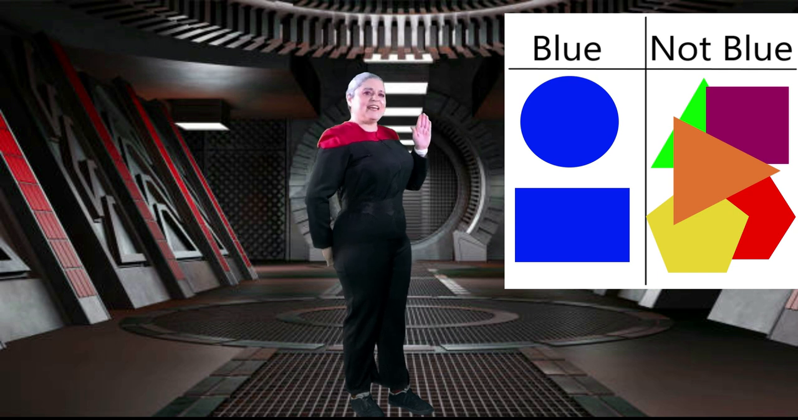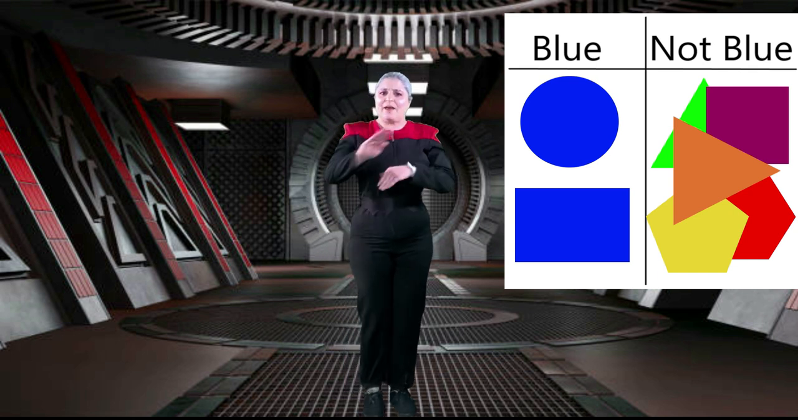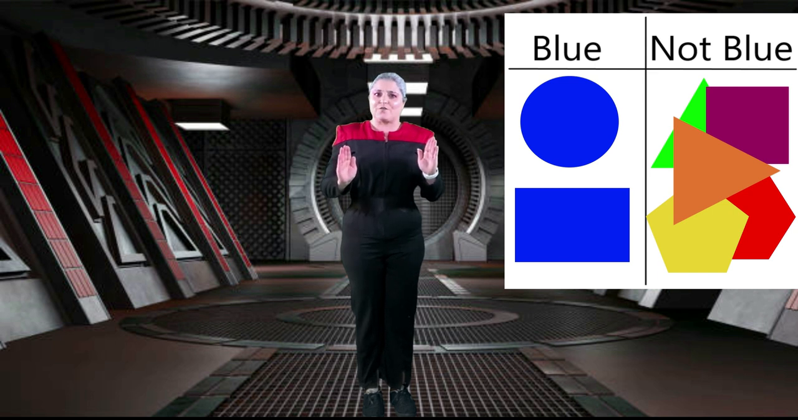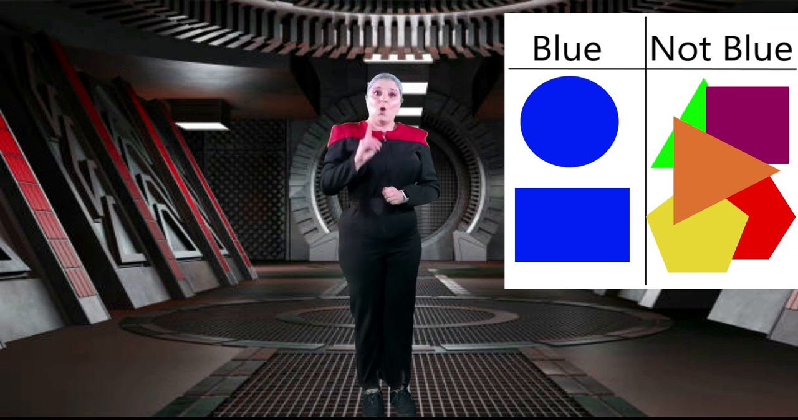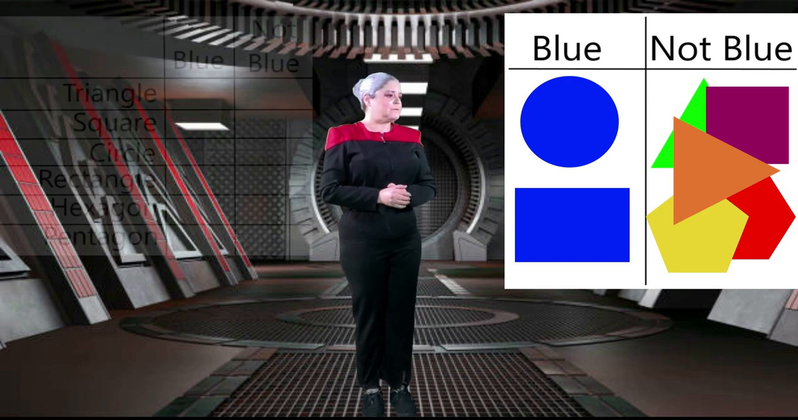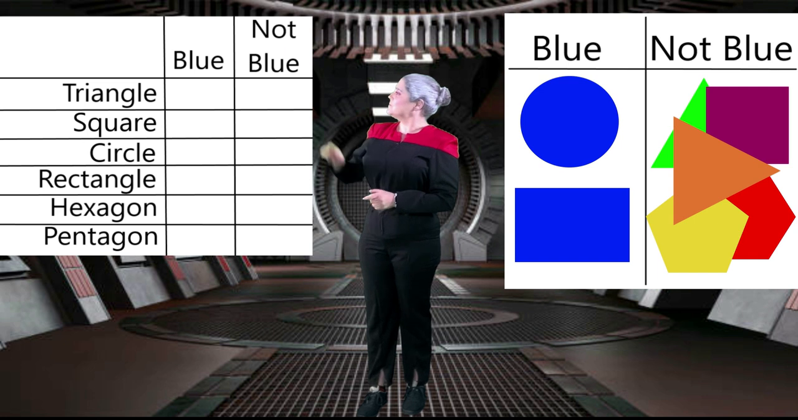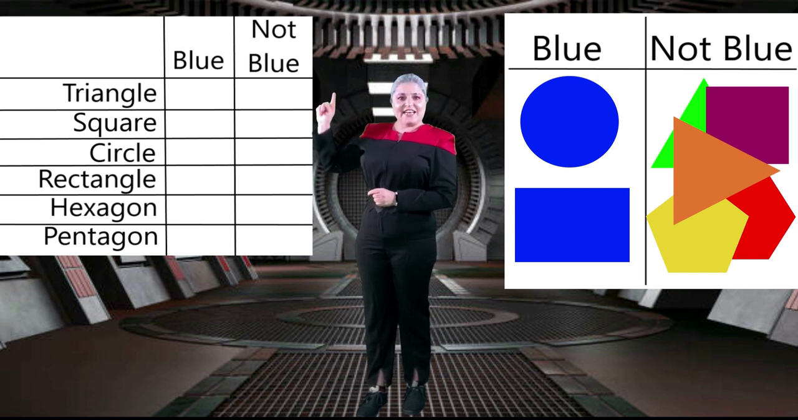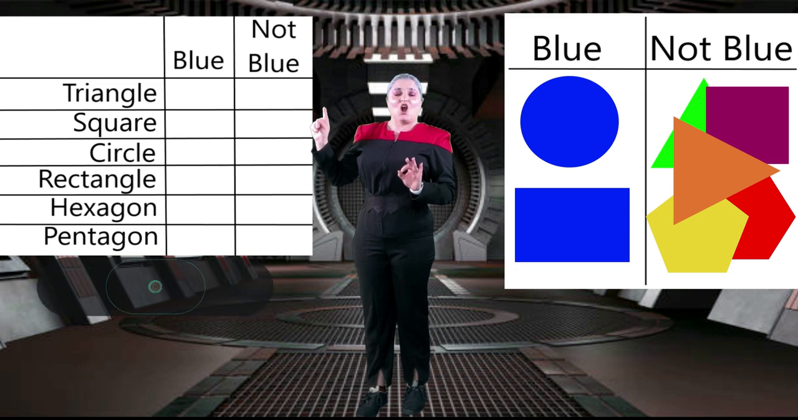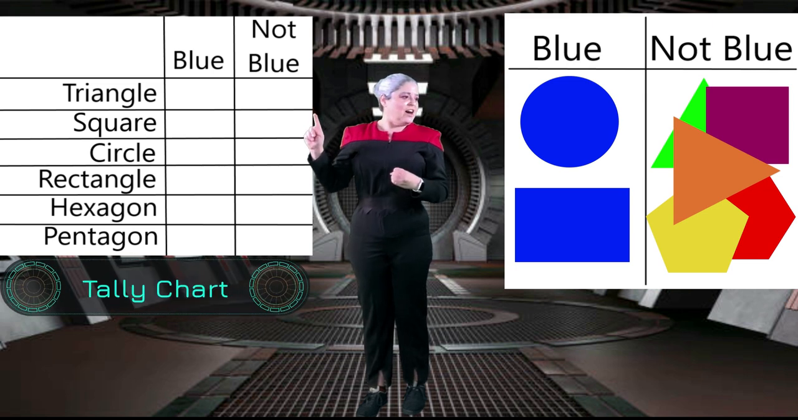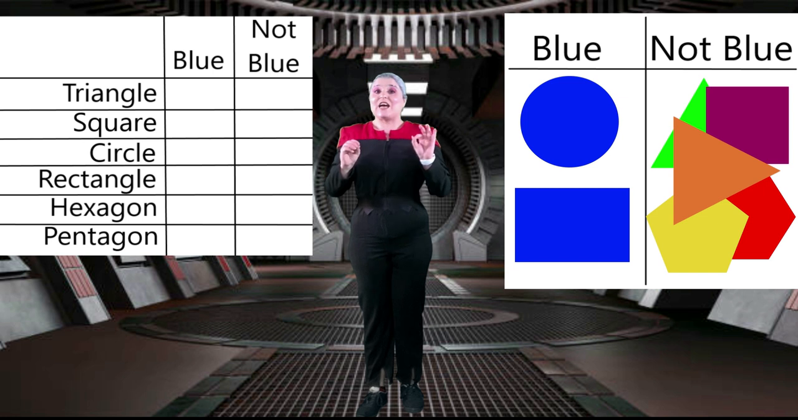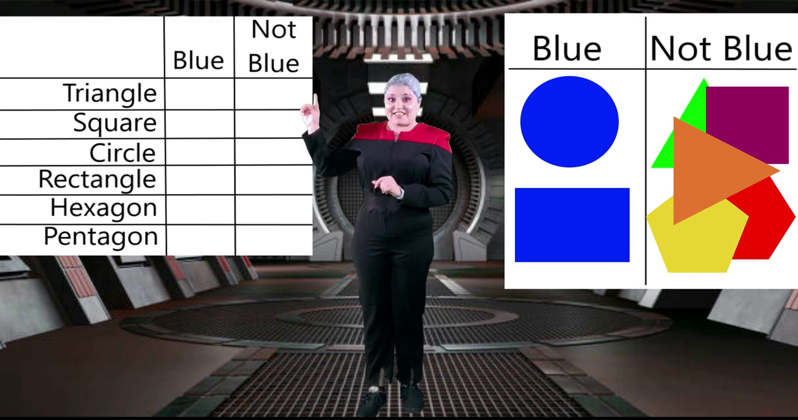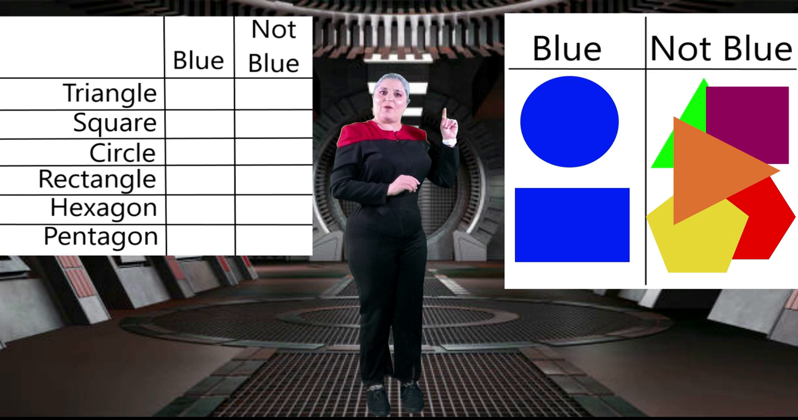This is getting a bit confusing. The shapes are crossing each other. There isn't enough room. I don't know how many we have of each shape. We need a way to see what we are doing. This is another kind of chart. It is called a tally chart. I can make a mark on this chart to represent the shapes that we have over here.